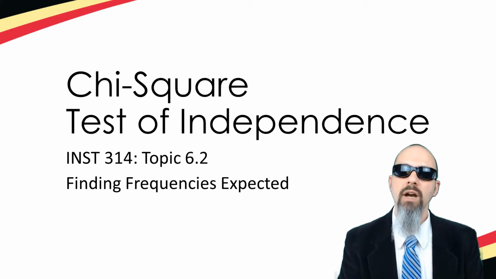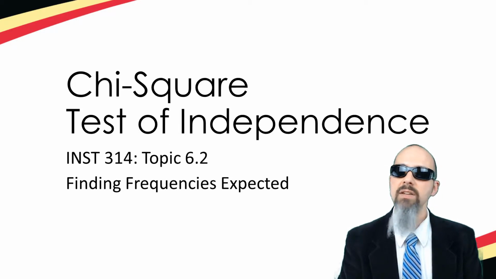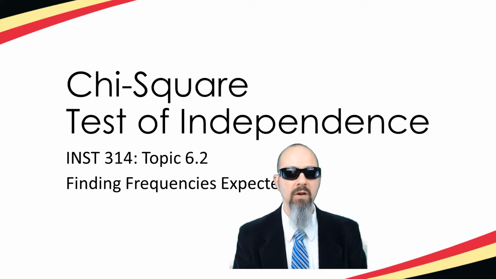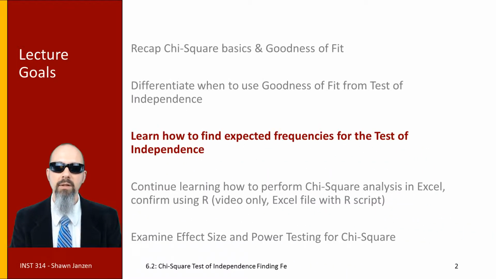We're continuing our talk on the test for independence into topic 6.2, finding frequencies expected. Now this is going to differ a little bit from how we worked with the goodness of fit, so let's buckle up and go for a ride. In this video we're going to be looking specifically at finding frequencies expected.